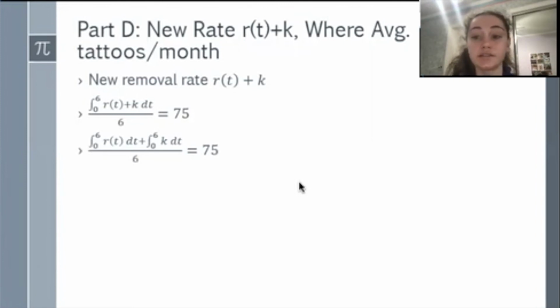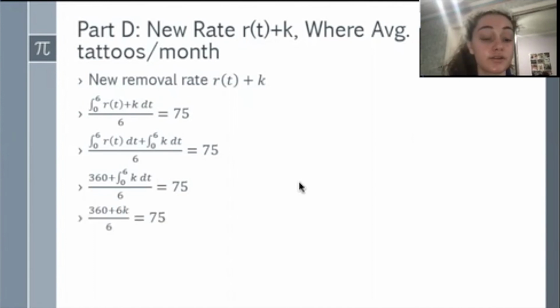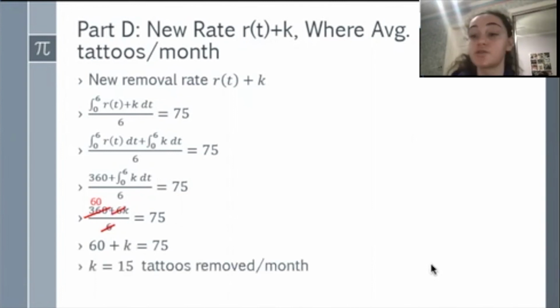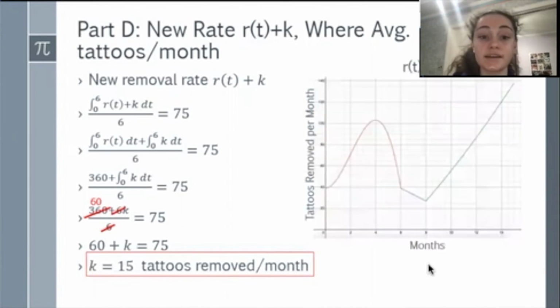We're going to split up the two integrals, and we're going to have 360 plus the integral from 0 to 6 of k dt, over 6 equals 75. Now we're going to try to solve for k from the interval of 0 to 6. And we're going to have 360 plus 6k over 6 equals 75. From there, we'll simplify and get 60 plus k equals 75. And thus, K is equal to 15 tattoos removed per month.